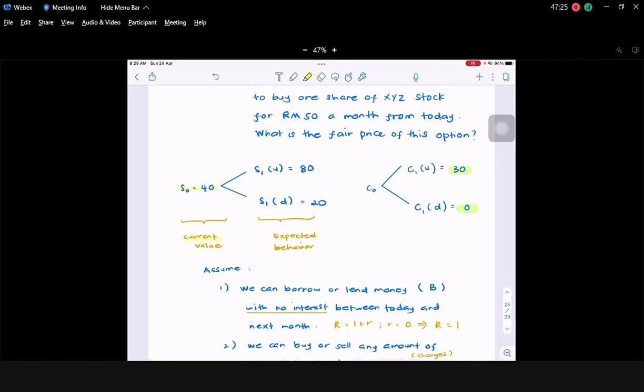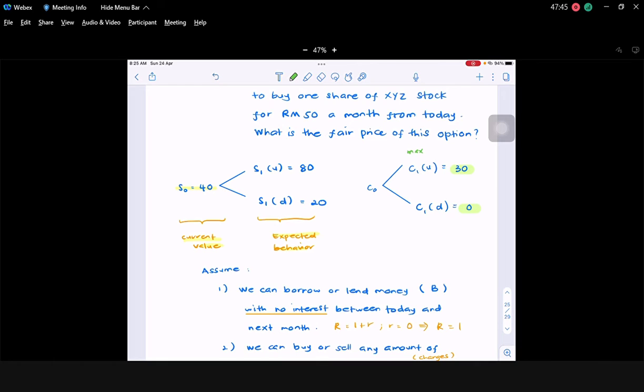Okay, so current value and also we have the expected behavior, upstate, downstate. And likewise we can formulate the binomial model for the option. For call option here, C1U and C1D based on max of ST minus K, 0 for the case of call option. And we can determine C1U equal to 30, C1D equal to 0.